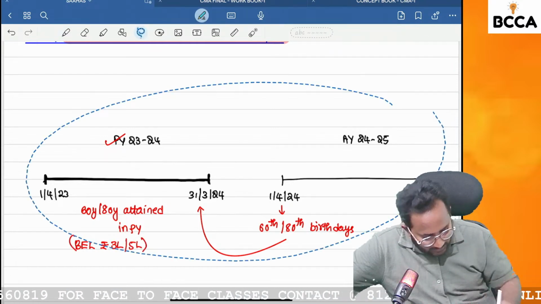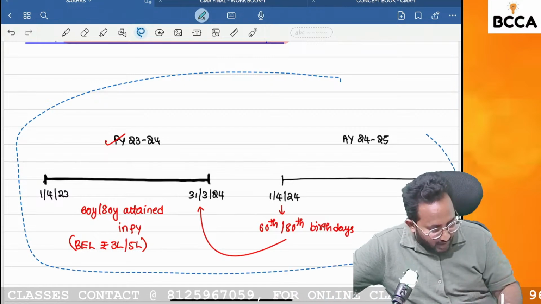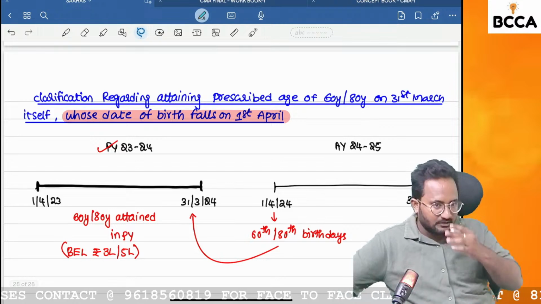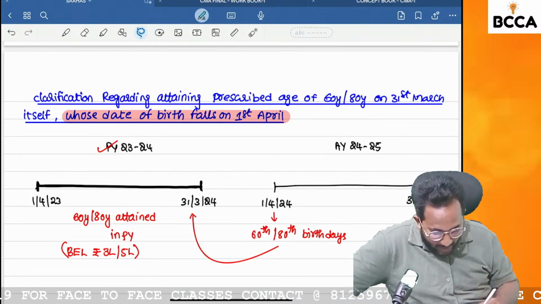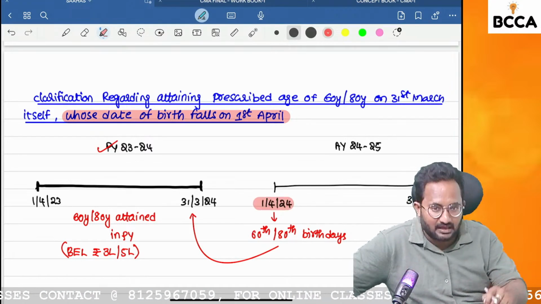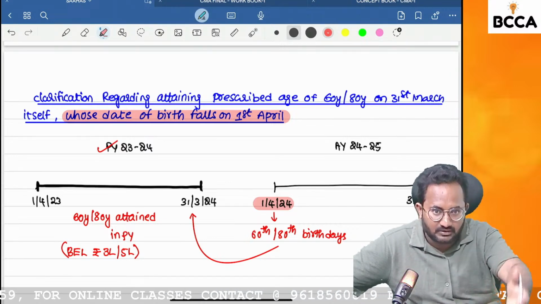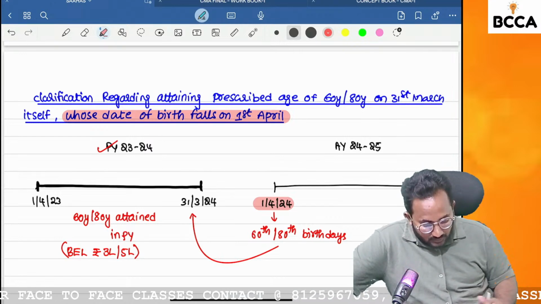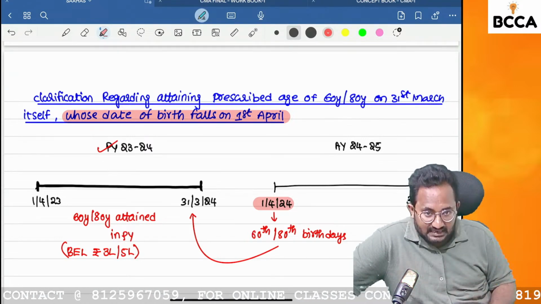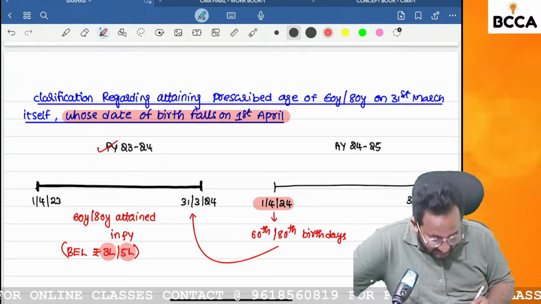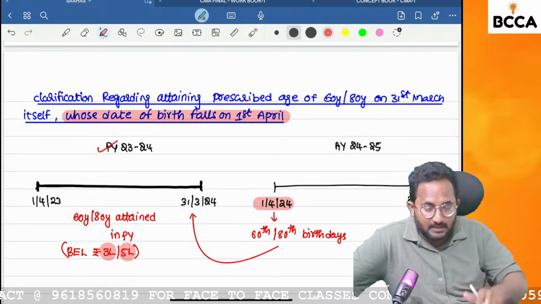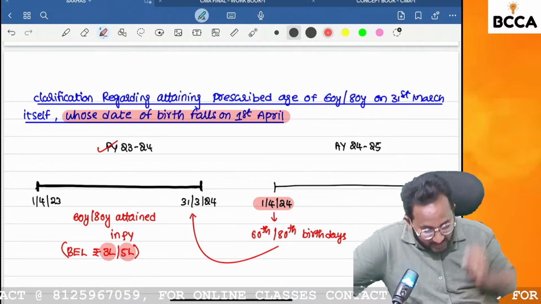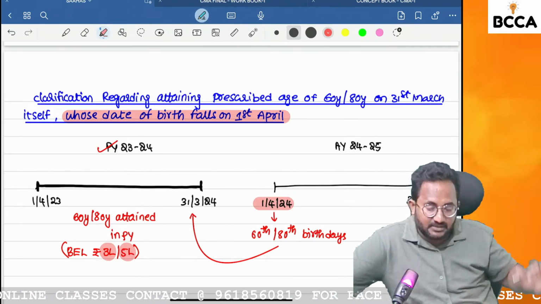Right now you can tell one thing: because of the circular, does the assessee have an advantage or not? Yes. This is a beneficial circular for me if I have the date of birth on 1st April of an assessment year. I can take the advantage of this circular, otherwise I can ignore it. If I follow this circular and declare my basic exemption limit as 3 lakhs or 5 lakhs, the department needs to be bound by this circular and accept my return of income.